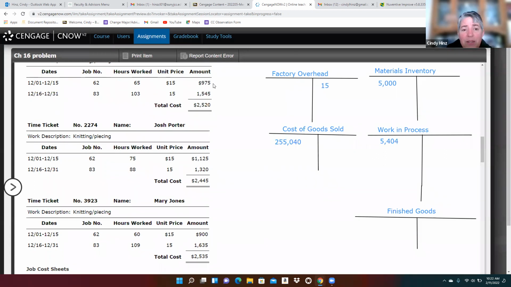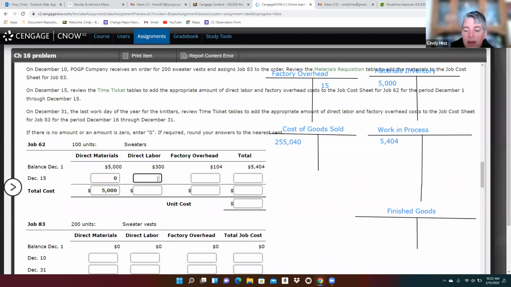So we're going to start with job 62, which we finished in the first half of the month. So we need to know how much more direct labor was added during the month. So I'm just going to be adding together from each job card how much time was spent and how many dollars were spent on direct labor. So 975 plus 1125 plus 900 is $3,000. So we added $3,000 more in direct labor to job 62 in the first half of December.